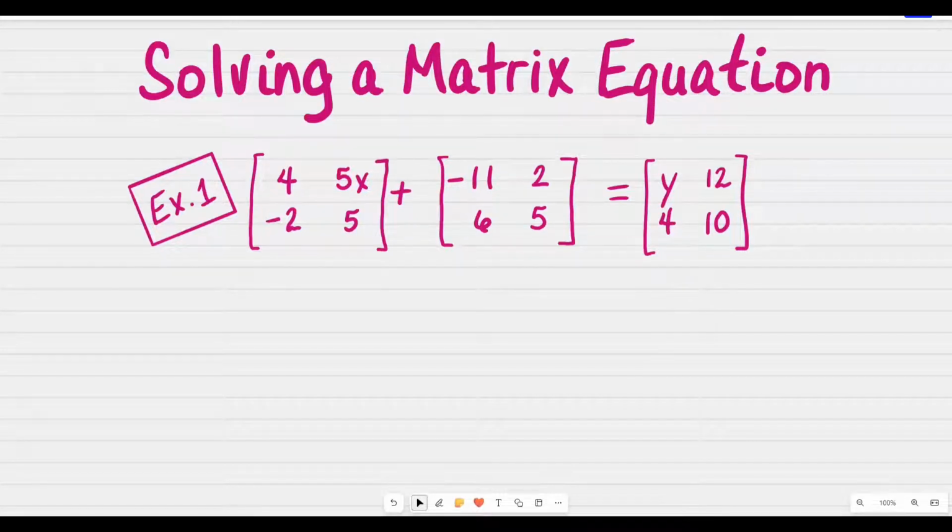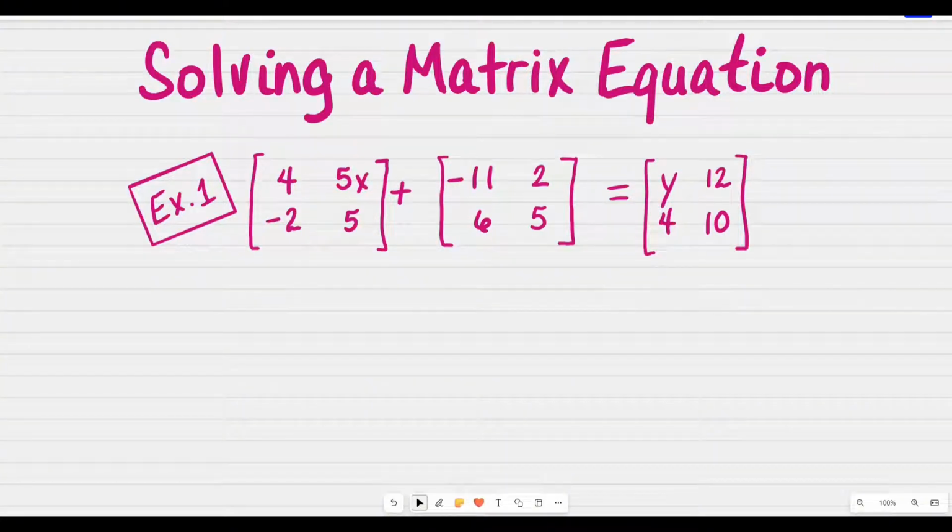Today I will be describing how to solve a matrix equation. So I have a 2 by 2 plus another 2 by 2, which is equal to a 2 by 2. I also noticed that I have variables here. I have an x and I have a y. So I want to go ahead and solve for both x and y.